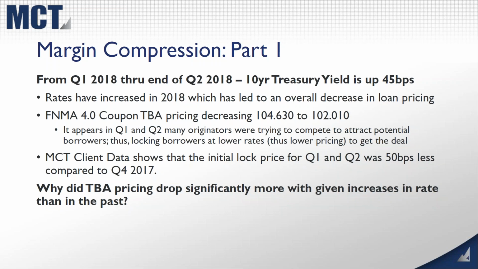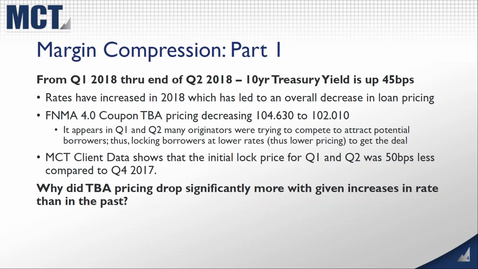And it appears that in Q1, Q2, a lot of originators were still trying to capture volume at the beginning of the year, trying to make sure they got that loan. So essentially, they were locking loans at these lower rates and not making the margins that probably as a company you wanted to obtain. Even in our client data, looking back from Q4 2017 to present, the initial lock price, your lock best effort price, was down over 50 basis points. So people were locking loans for less.